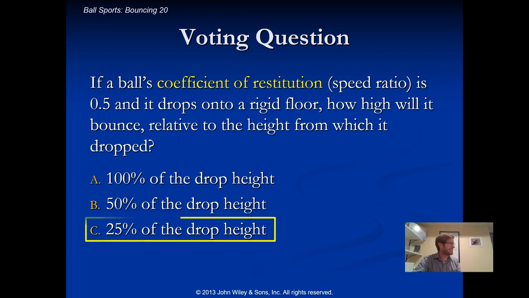So the correct answer, I think my wife is messing with us, but the correct answer is 25%, right? Because again, you remember the energy ratio is just equal to the coefficient of restitution squared, or taking the square root of both sides, the coefficient of restitution.